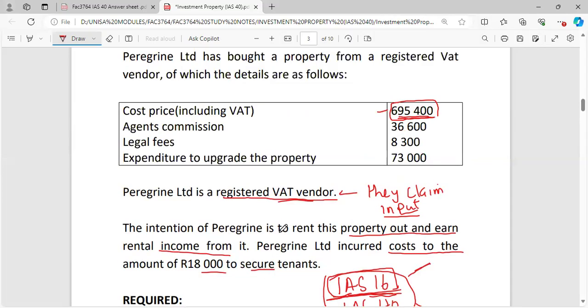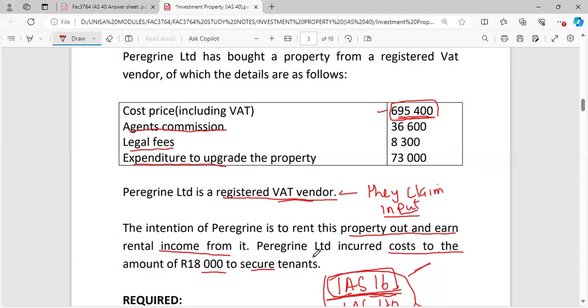From what we have just talked about, what I want you guys to see is here. How are we going to treat agents' commission? How are we going to treat legal fees? How are we going to treat expenditure to upgrade the property? So which means this is going to make up the cost of the investment property.